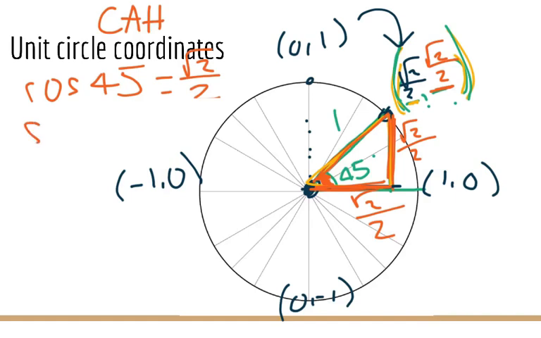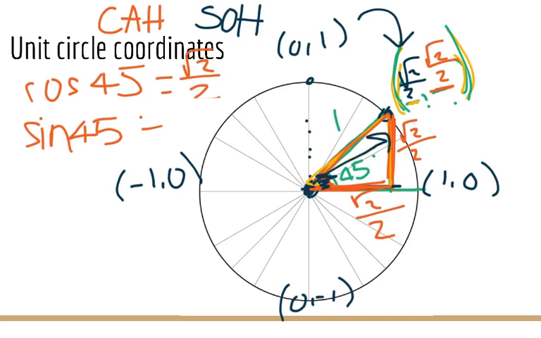Okay, so what if I asked you something like, what's the sine of 45? Well, based on this triangle and SOHCAHTOA, remember that sine is opposite over hypotenuse. So from this angle, the opposite side is square root 2 over 2. And the hypotenuse is 1, so I don't need to write over 1. Which tells me that the sine value is this one right here. It's always going to be your y coordinate.